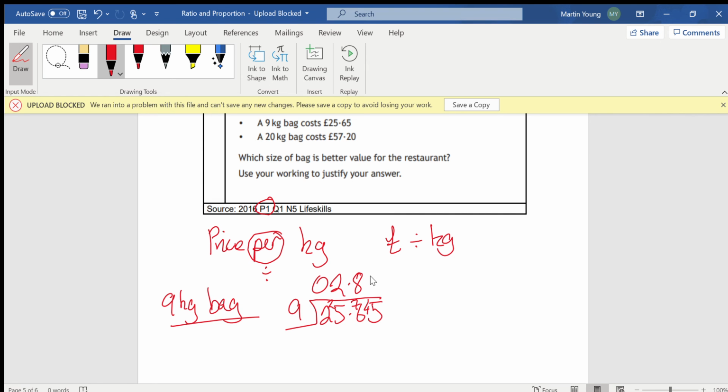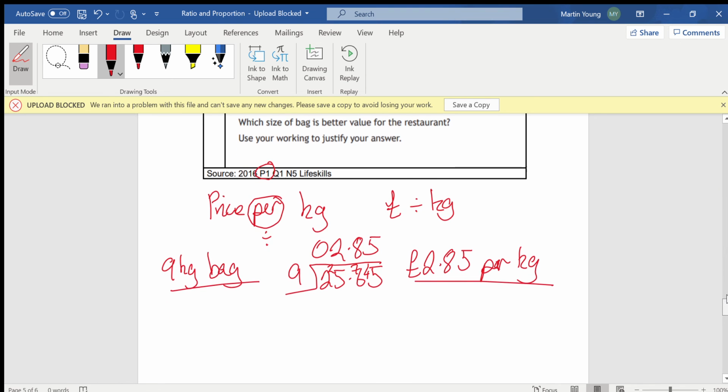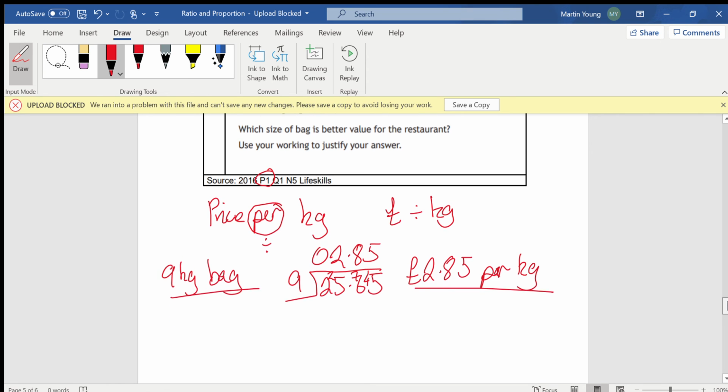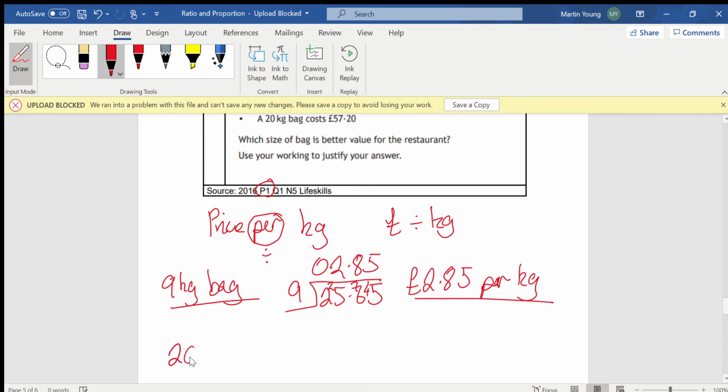How many 9s fit into 45? It's 5. So this one is £2.85 per kilogram. And that's for this 9 kilogram bag. What about the 20 kilogram bag? So 20 kilogram bag.